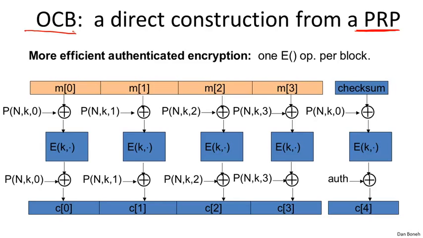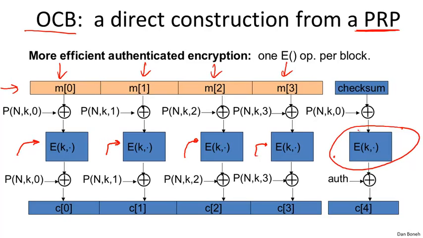I'll just kind of explain it at a high level. So here we have our input plaintext at the top. And you notice that first of all, OCB is completely parallelizable, so every block can be encrypted separately of every other block. The other thing to notice is that, as I promised, you only evaluate your block cipher once per plaintext block. And then you evaluate it one more time at the end to build your authentication tag.